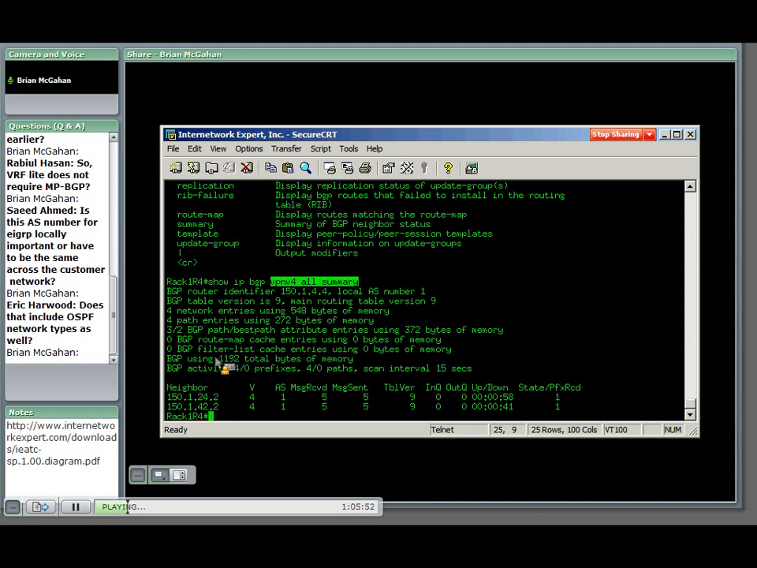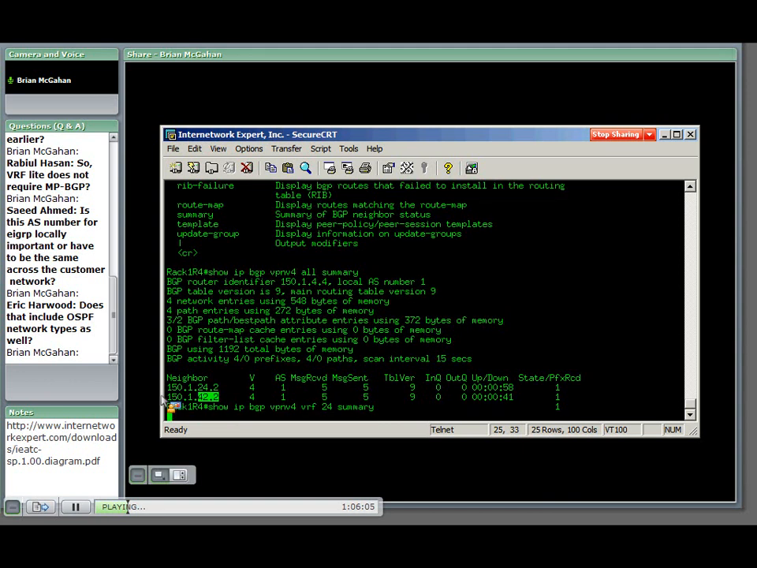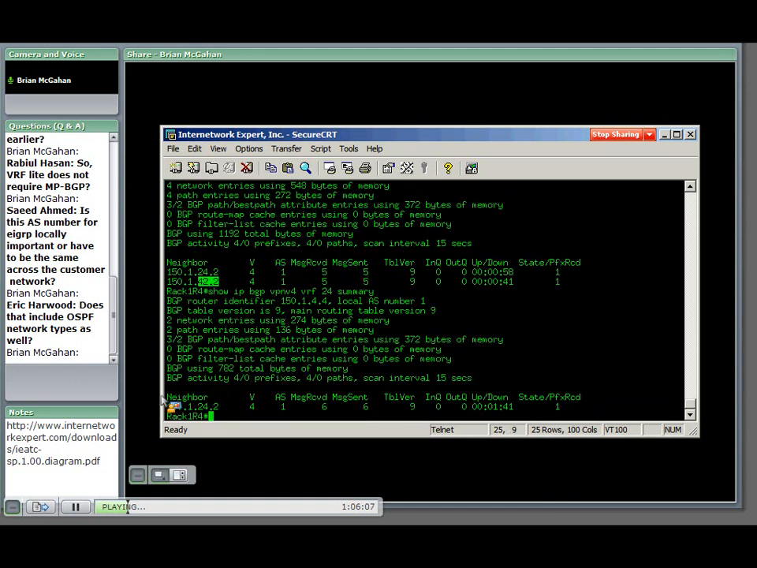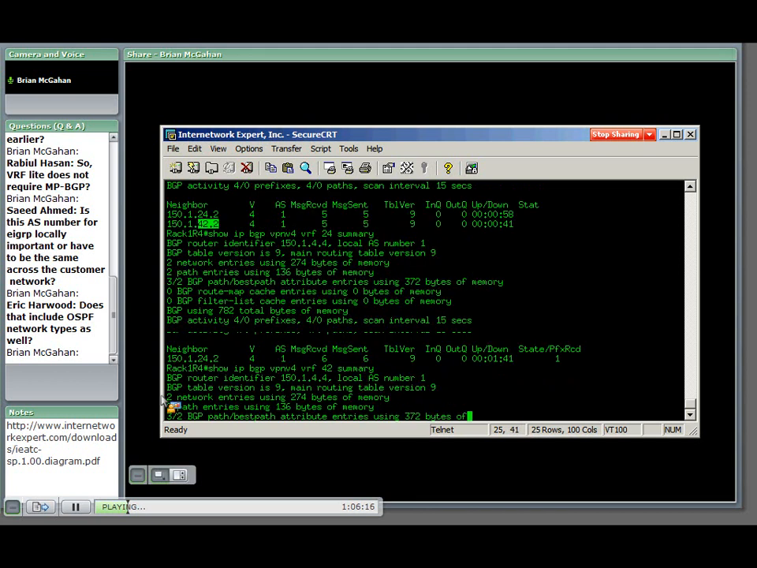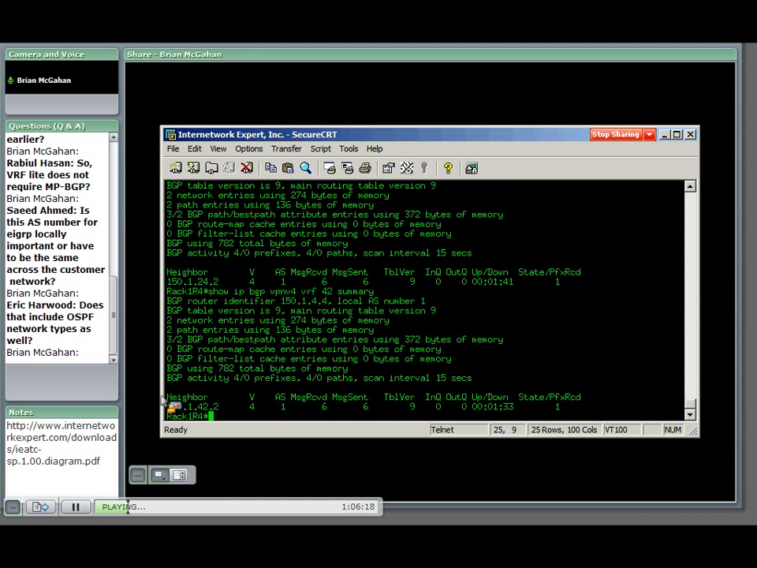commands. Okay, we can see that we have two separate TCP relationships. We have one with 24.2, one with 42.2. So we could say show IP BGP VPN v4 for the VRF24. We see we have that neighbor. That neighbor is inside VRF24. And inside VRF42, we have the other neighbor.